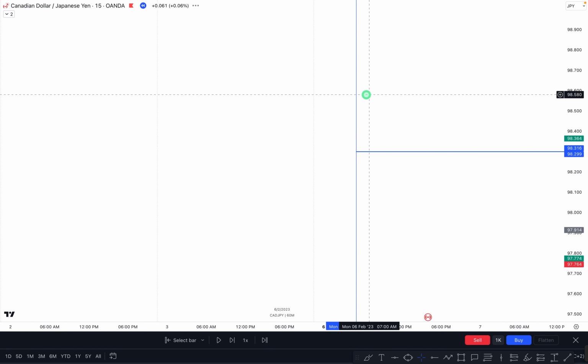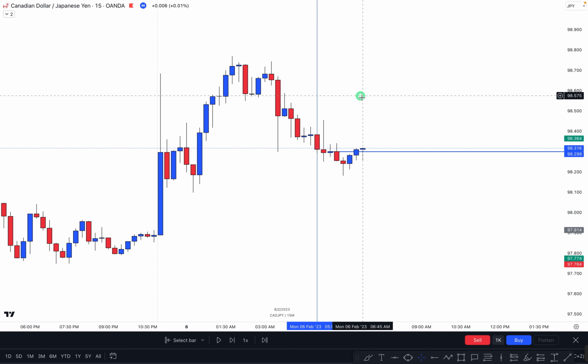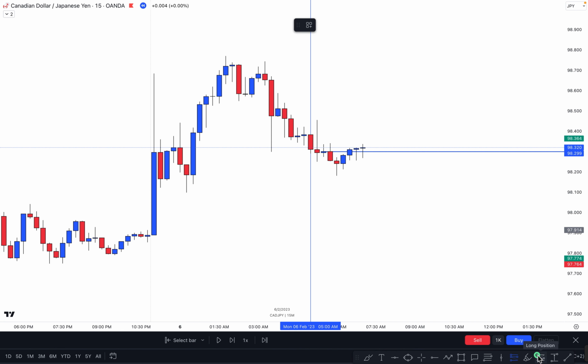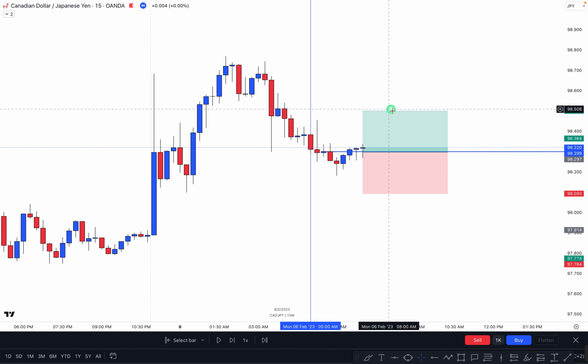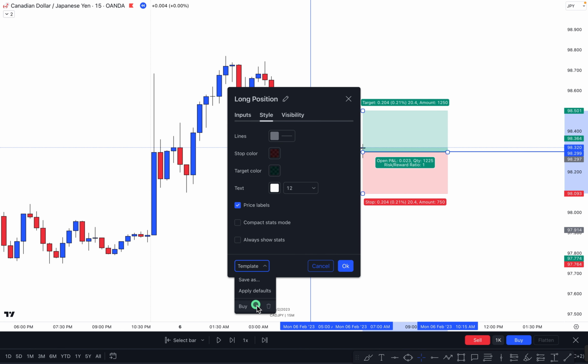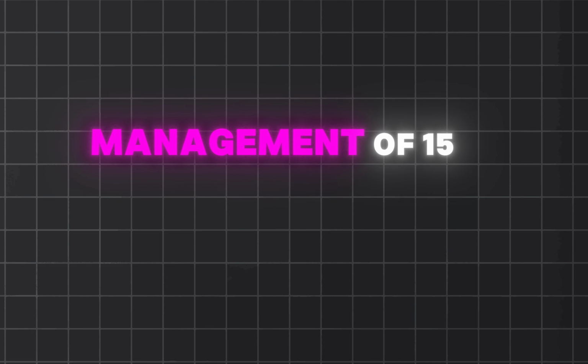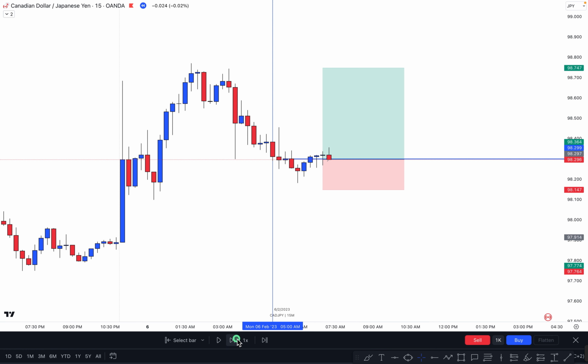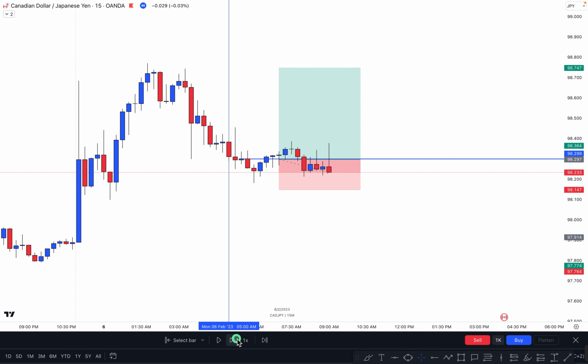Let's see here. We are still here. We are still at 6. We are waiting for 7. And there is 7. So it means that is where our entry has to be, with our risk management of 15 pips stop loss and 45 pips take profit. Let's see here how this trade actually went.